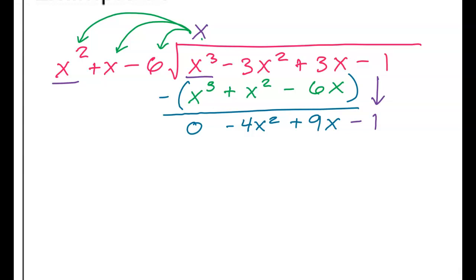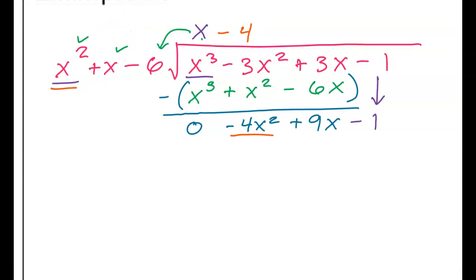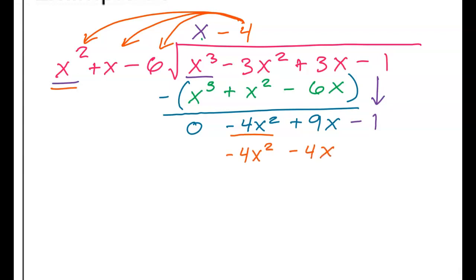What do you multiply the leading term x squared by to give you negative 4x squared? Negative 4. Then, what do you do next? You do the exact same thing. You multiply it back in, and then you subtract everything. So, negative 4 times x squared is negative 4x squared. Negative 4 times x is negative 4x. And negative 4 times negative 6 is a positive 24.